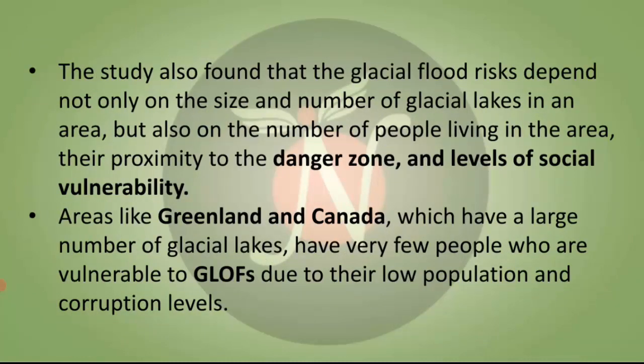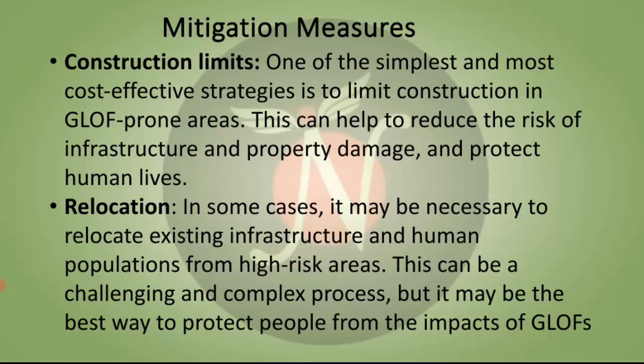The study also found that glacial flood risks depend not only on the size and number of glacial lakes in an area, but also on the number of people living in that area, their proximity to the danger zone and levels of social vulnerability. Areas like Greenland and Canada, which have a large number of glacial lakes, have very few people vulnerable to GLOFs due to their low population and corruption levels. But large population and great corruption are found in countries like Pakistan and India.